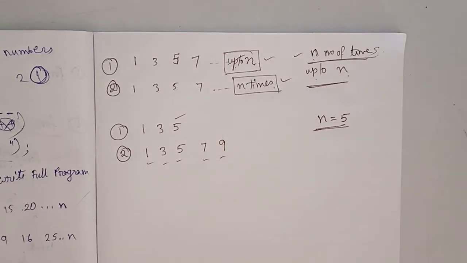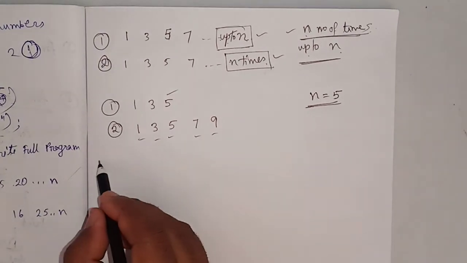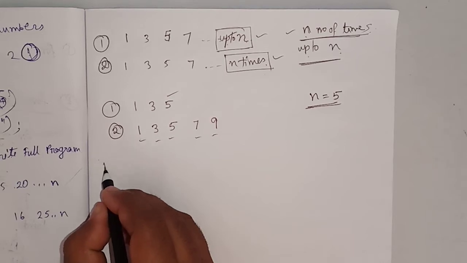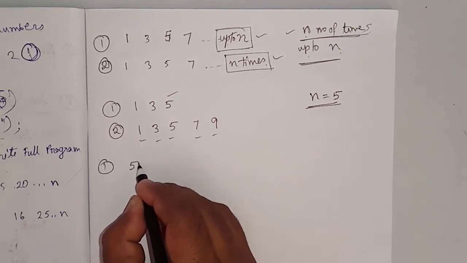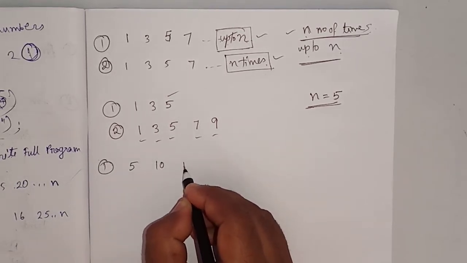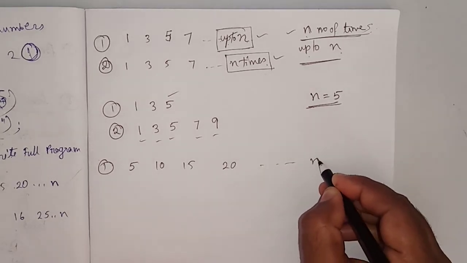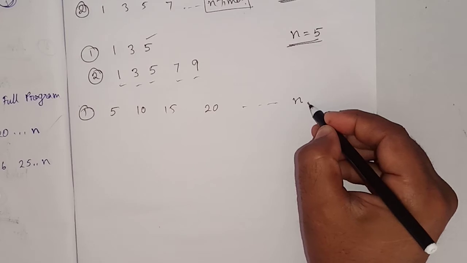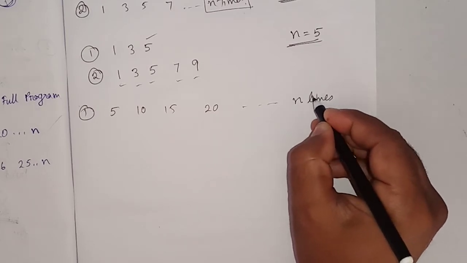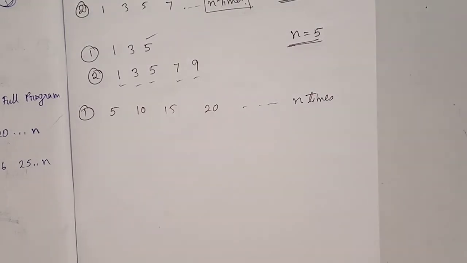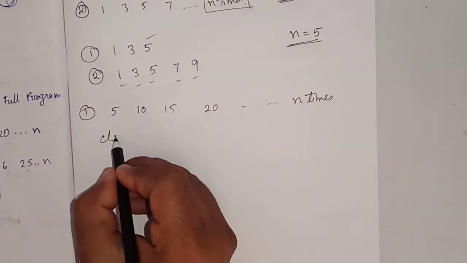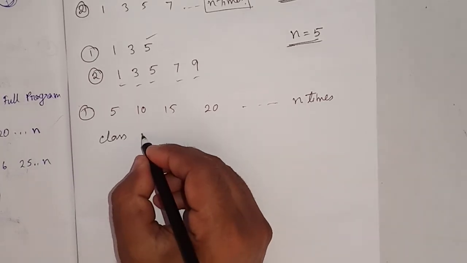Now I'm starting to write the program. My first program is printing 5, 10, 15, 20. Suppose I'm doing the n times version.